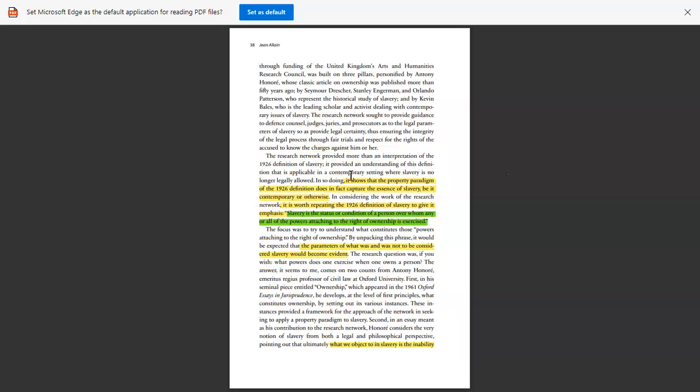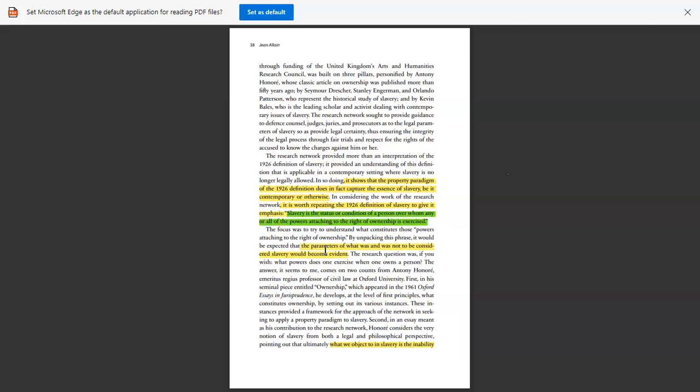In working on that, they showed that the property paradigm from 1926, which was one of the earlier conventions, that definition does in fact capture the essence of slavery, be it contemporary or otherwise. So it's worth repeating the definition of slavery from back then. Slavery is the status or condition of a person over whom any of the powers, that means it doesn't have to be all of the powers, but any of these powers that will be discussed later, are attached to the right of ownership.